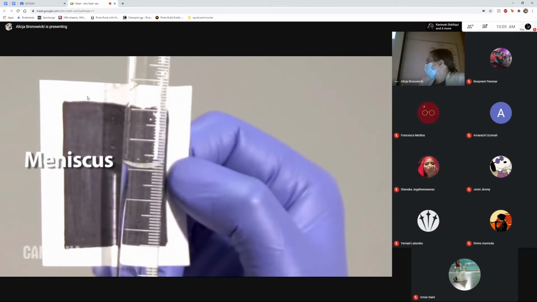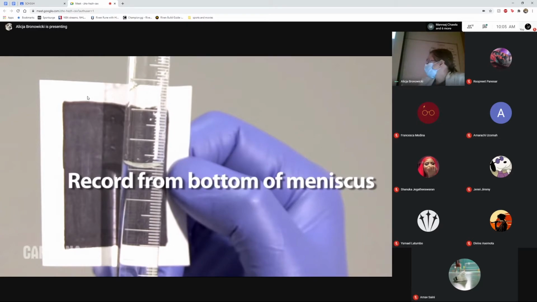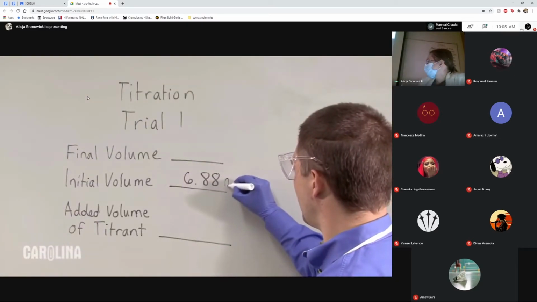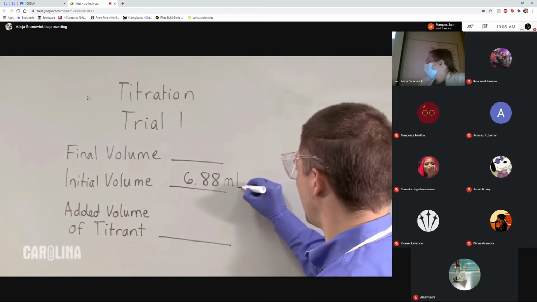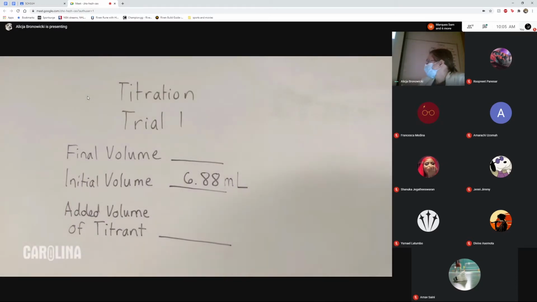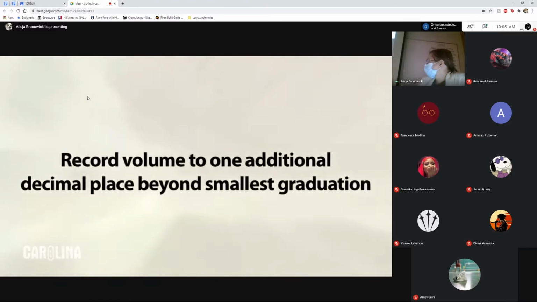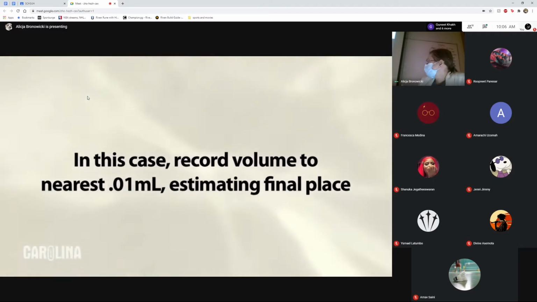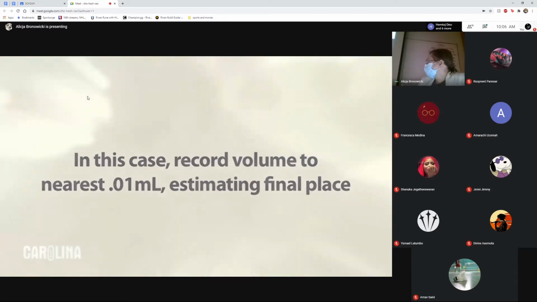Because the water pulls itself up the side walls of the glass. You should read the volume from the bottom of the meniscus at eye level. Secondly, it is important to read your volume to the correct number of significant figures. This burette indicates volume to the nearest 0.1 milliliters. With any graduated glassware, record the volume to one additional decimal place beyond the smallest graduation. In this case, record the volume to the nearest hundredth of a milliliter, estimating the final place.